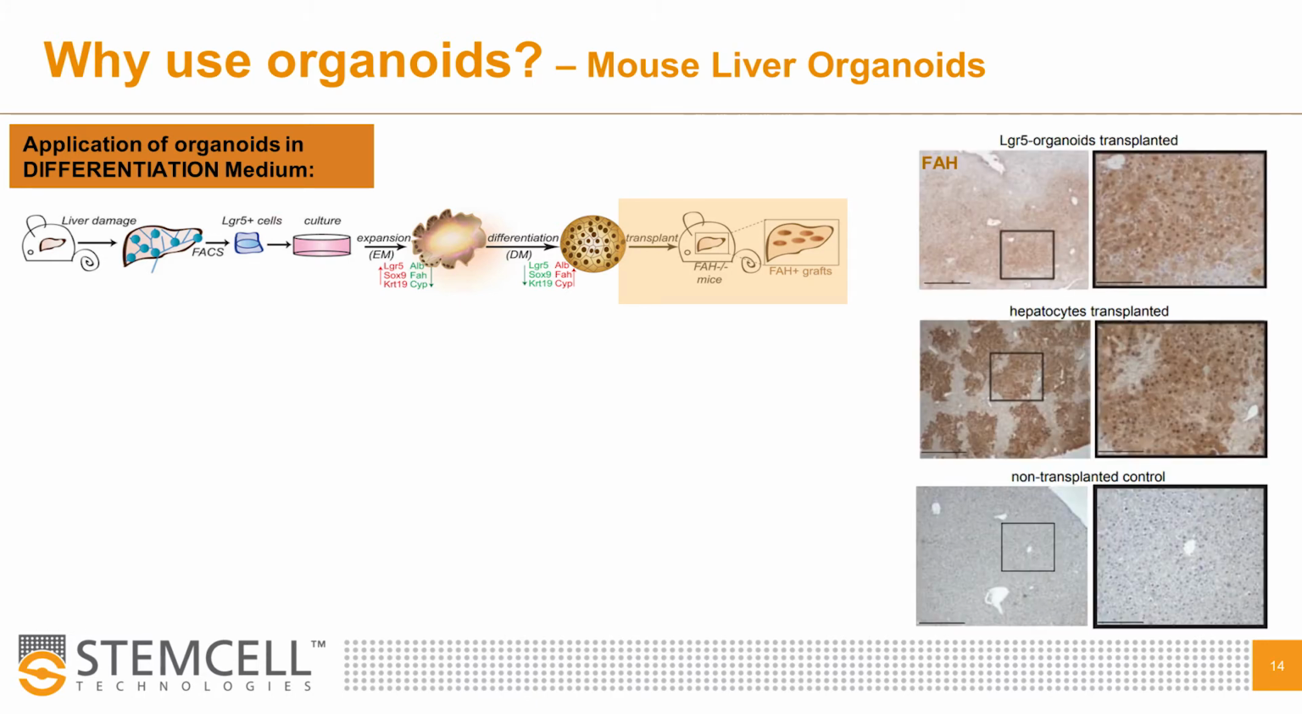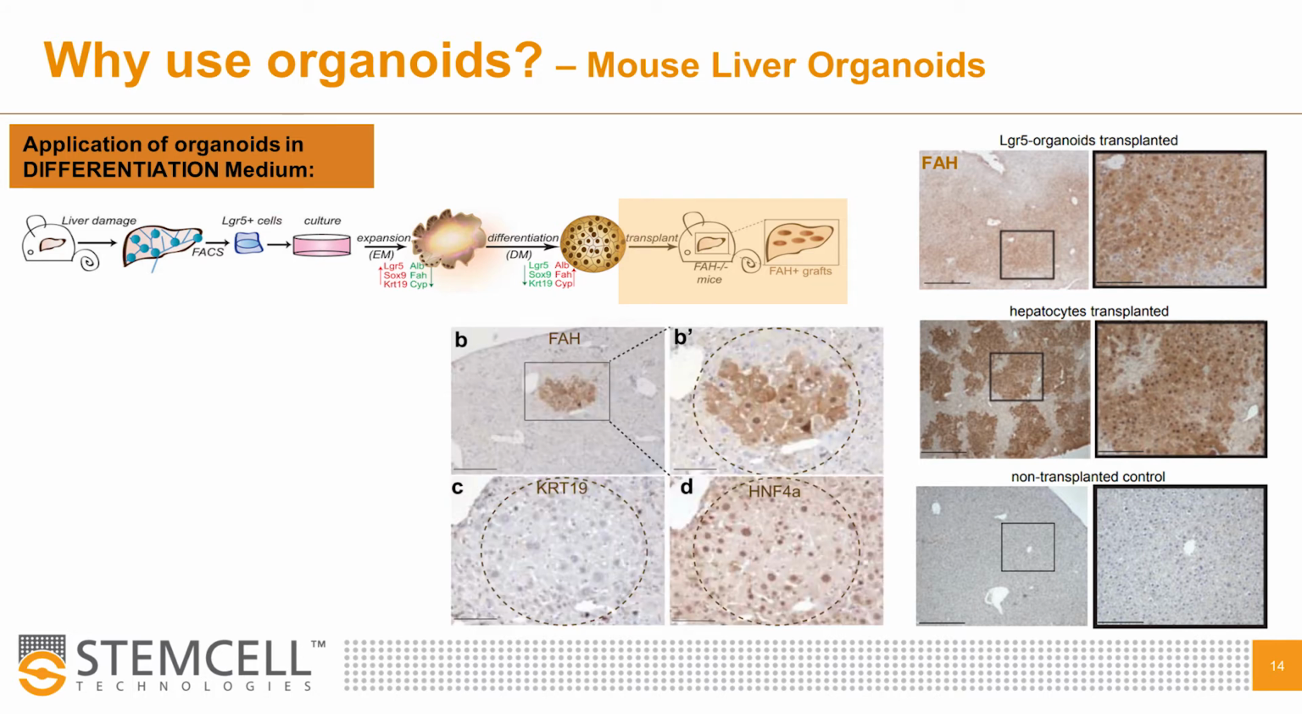To address this question, the authors transplanted differentiated organoids or control primary hepatocytes into FAH-deficient mice. Without the enzymatic activity of FAH, these mice are subject to liver failure. After 2 to 3 months post-transplantation, only mice that had received differentiated organoids or primary hepatocytes showed positive staining for FAH, indicating that differentiated organoids had endogenously contributed to the synthesis of FAH.